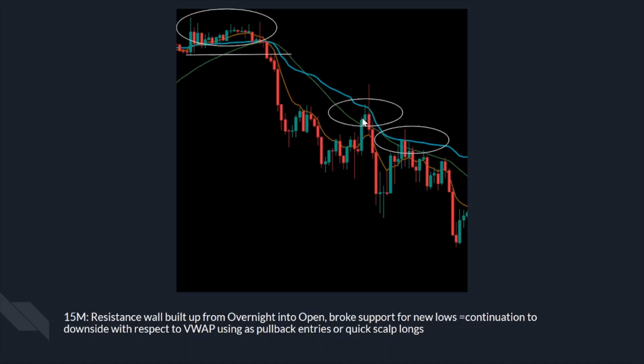And it was the second thing that happened, the second scenario, that we tapped or we broke through, but yet we rejected and we continued in our original direction. And in this case, it was to the downside. So we're using the VWAP as a resistance indicator to push for new lower lows.